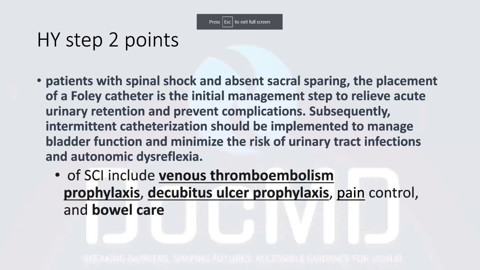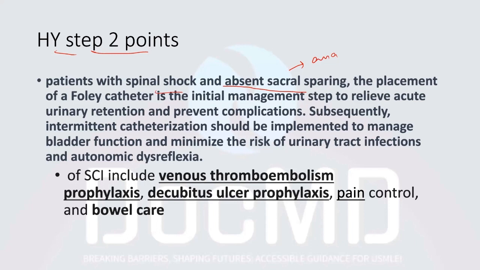Okay, so these are some high yield Step 2 points that I know people tend to forget. I've just mentioned them here, and these can get you good points on the exam. Whenever you have spinal shock and neurogenic shock and you have absent sacral sparing, that means your sacrum is also affected. These signs can be figured out on the exam, like if you do an examination and the anal sphincter tone is abnormal, right? So this is very important to know.